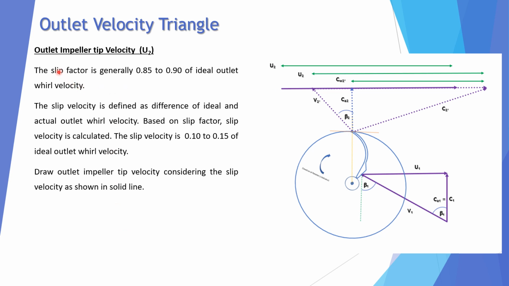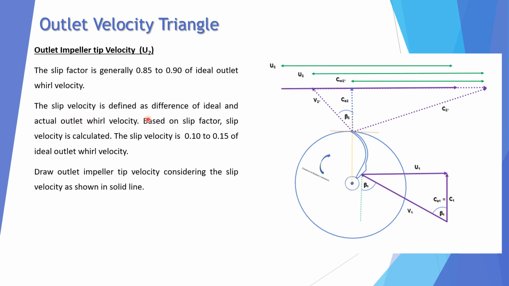Slip outlet impeller tip velocity. Slip factor is generally 0.85 to 0.90 of ideal outlet whirl velocity. Sorry, this is factor, so it should not be of this. Slip factor is generally 0.8 to 0.9 it is taken. Slip factor is defined as a ratio, but slip velocity is a difference.